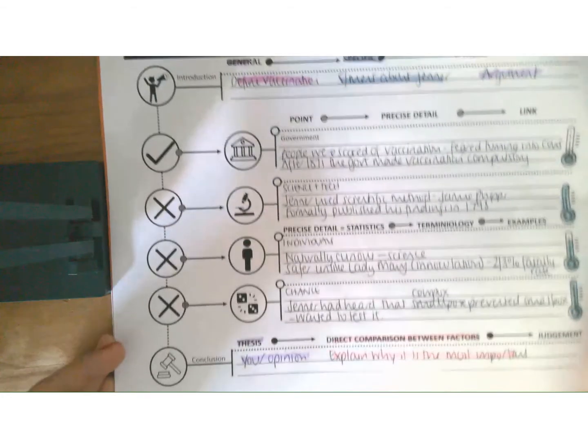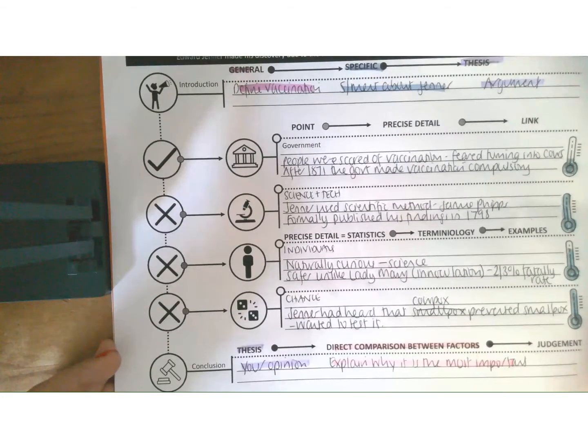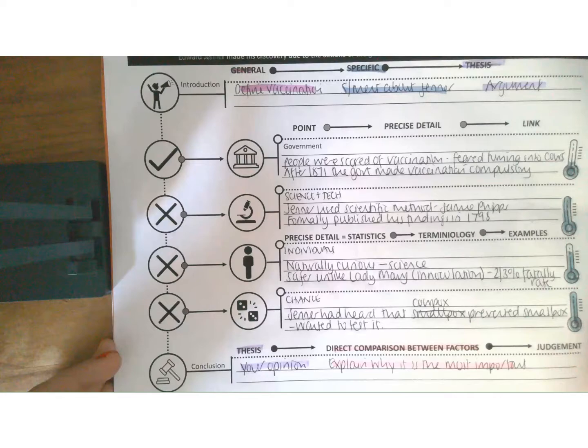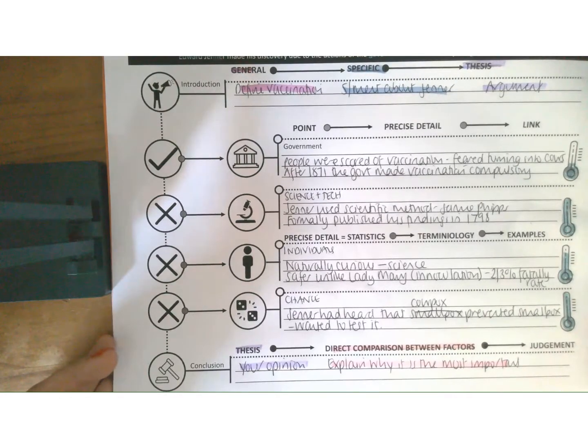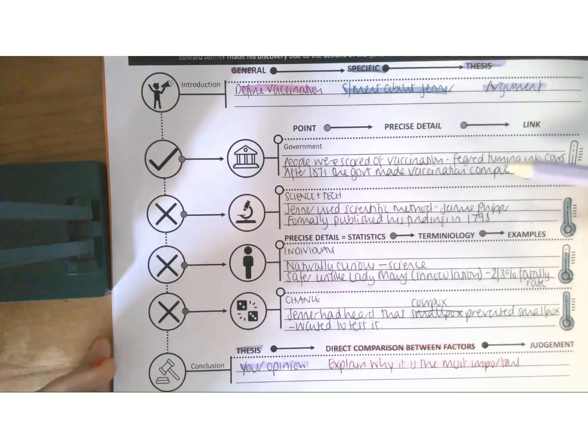You need to try and make sure that you are sticking with the same argument all the way through. So this is what they're going to award top marks for. It's not just all your knowledge that you have about Jenner, but it's also going to be for picking one and arguing why it is the most important.